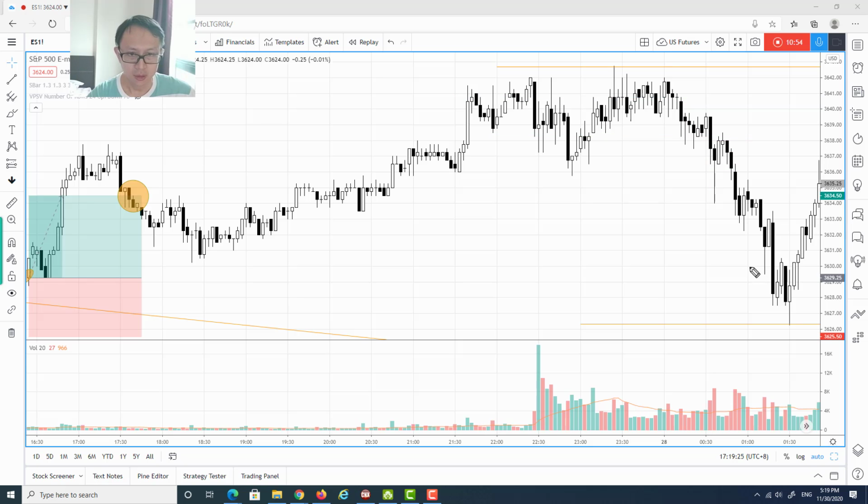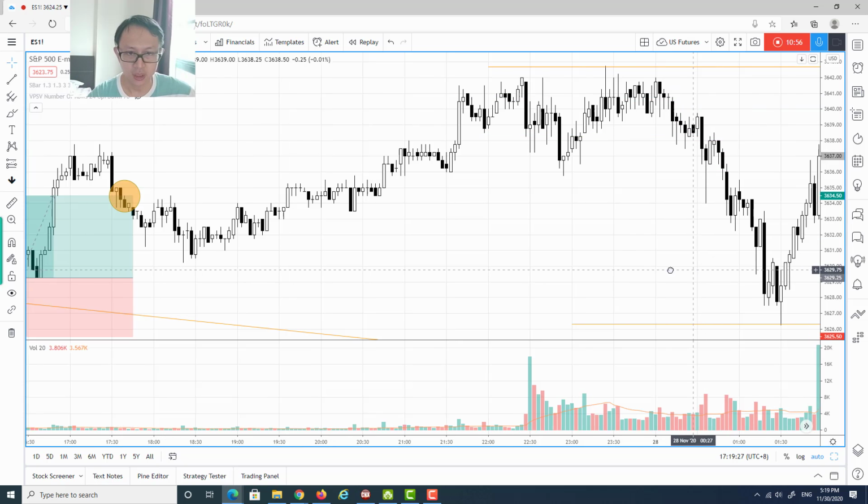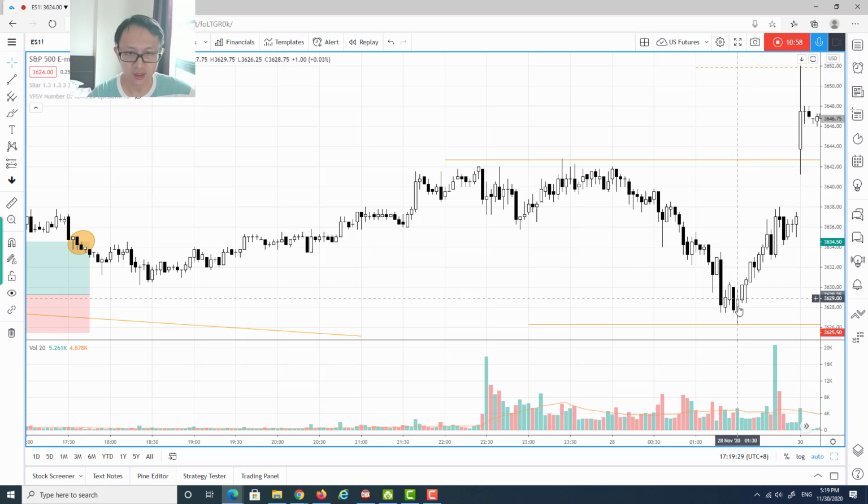And one thing that is very encouraging, I think, is the last hour bar. We have a quick recovery and close at the middle right there.